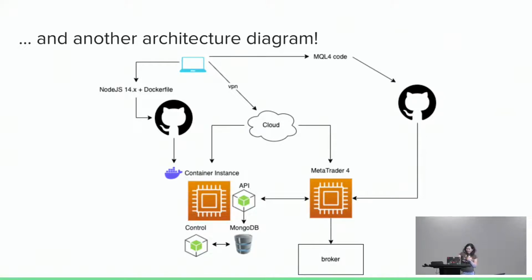But yeah, here's another architecture diagram. I added a few things on the left side there. And yeah, I was running 3 Docker containers in a VM or EC2 instance, and 2 of them were running Node.js, and 1 was running MongoDB. It was quite speedy.